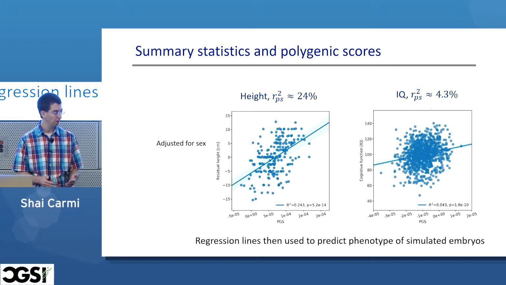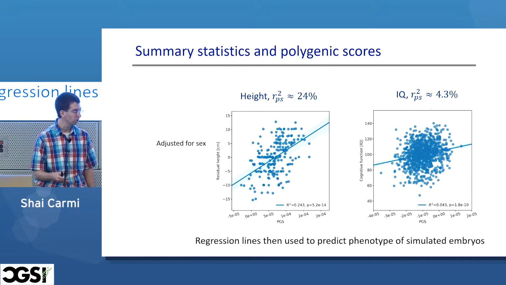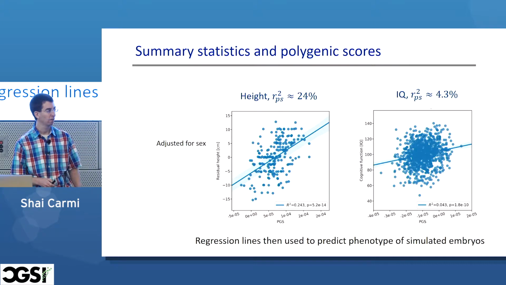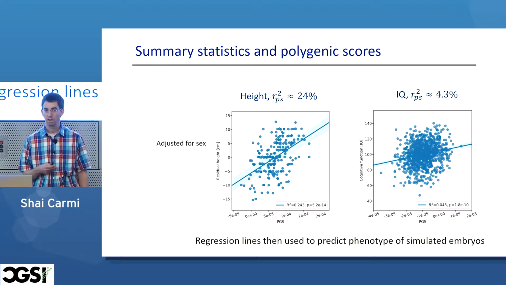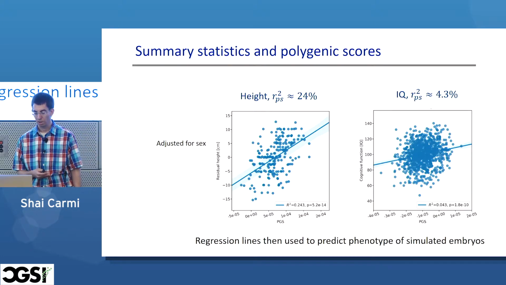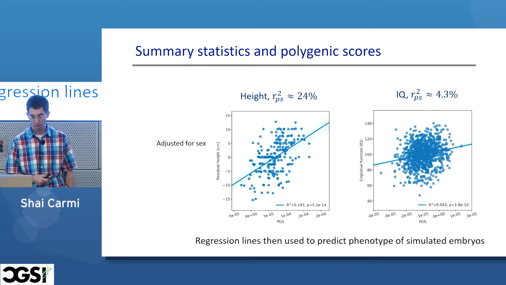And then the results: if we try to use the score to predict the traits of individuals in this cohort, it works pretty much as expected. For height, the variance explained is around 25%, pretty much as reported in the original GWAS. And for IQ, the variance explained is much lower, as expected, around 4%, again very similar to the values reported in the original paper that generated these scores.